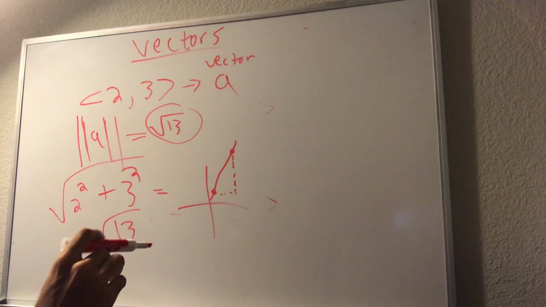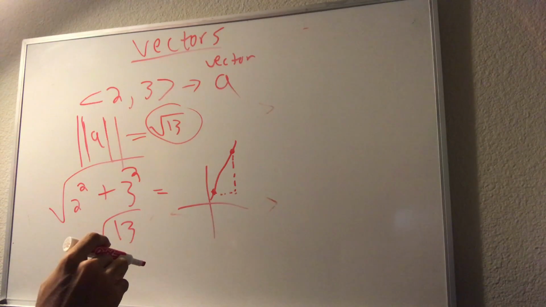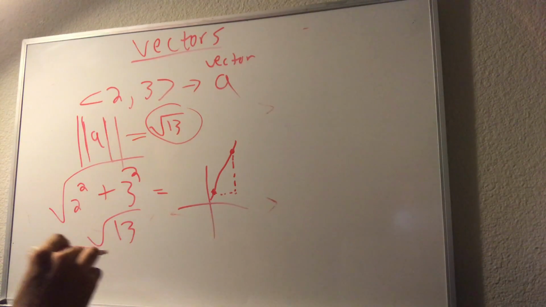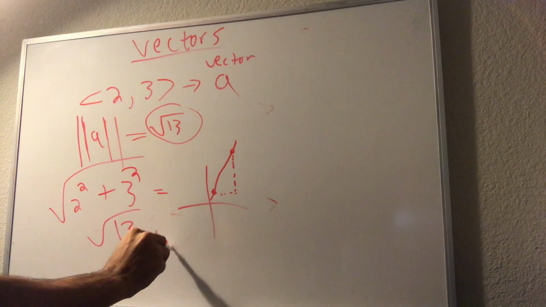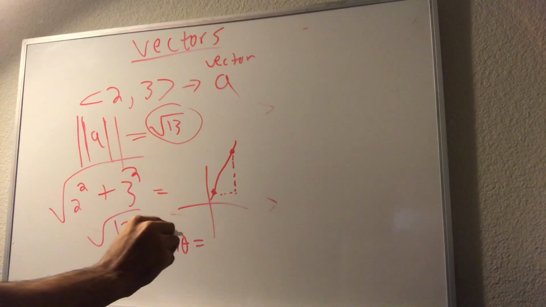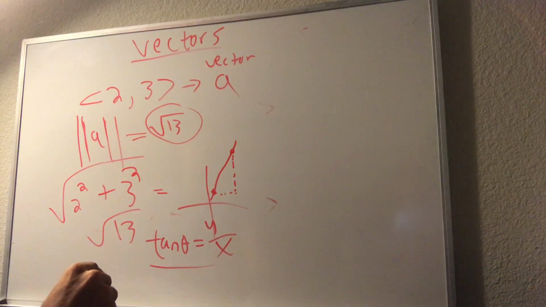Now comes the direction. For direction, I think the easiest way is to use the trigonometric function of tangent. We already know that the tangent of theta is equal to y over x. Again, that's just the basic definition: it's the opposite over the adjacent side.